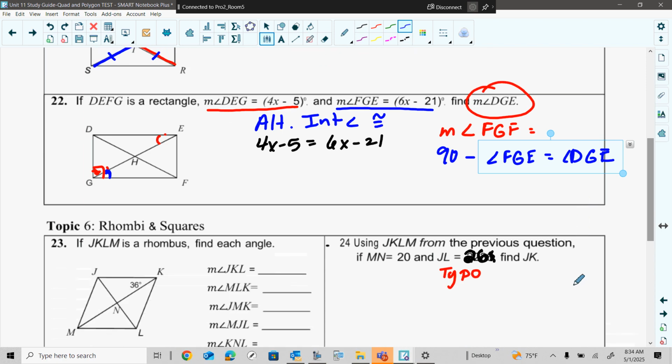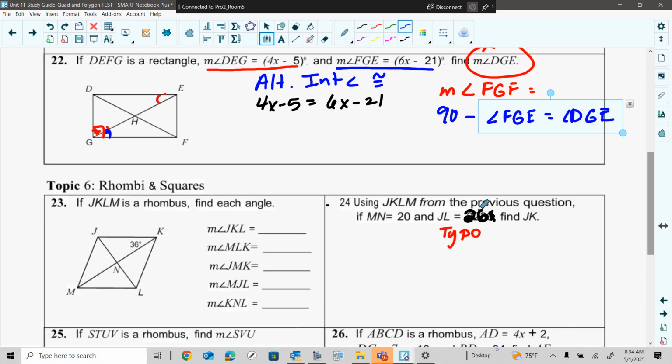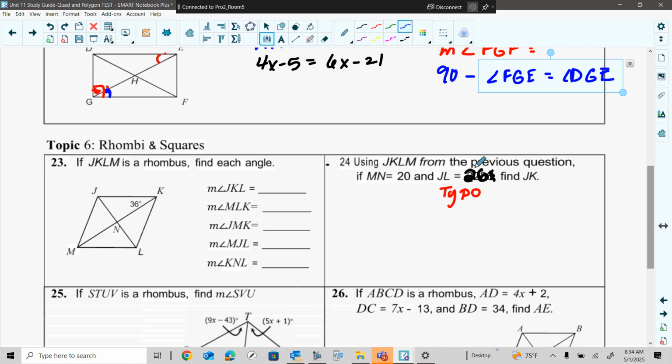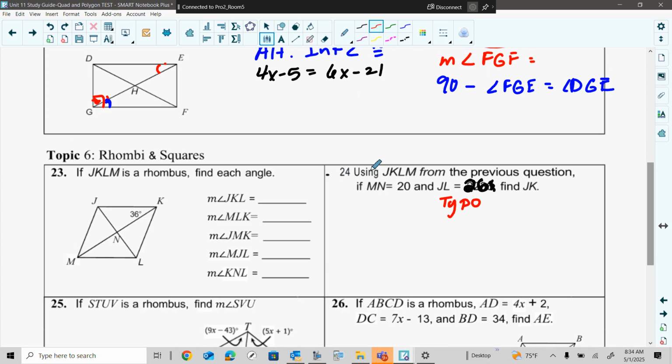All right, so the typo here on 24, JL should equal 26. That should just be 26. That 23 should not be between the digits. So change that. 24. It's this one right here. Yeah, JL is supposed to be 26.